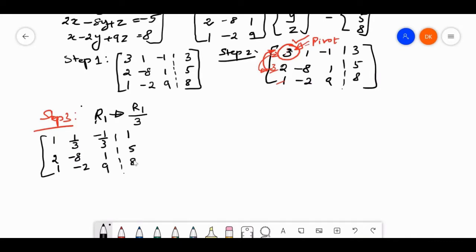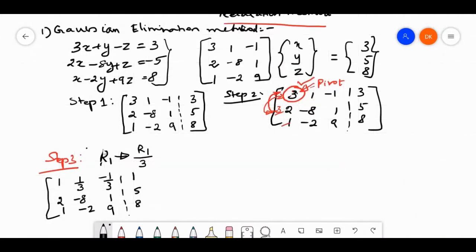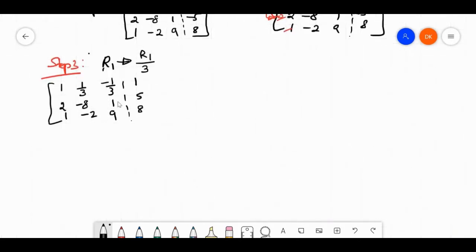And then 8. Sorry, here I missed the negative sign. Here also I missed the negative sign. Here also I missed the negative sign. So then you have the matrix like this.